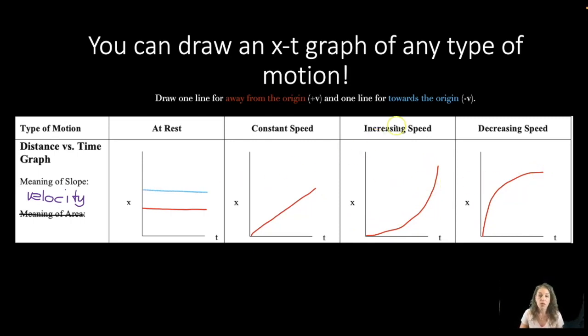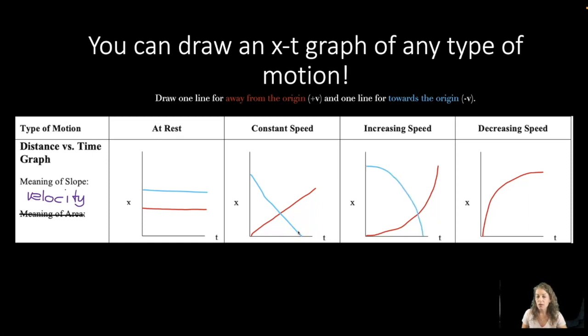Now, if I'm moving towards the origin, right? If you're at rest, it doesn't matter. You're not moving, so you're just going to have a horizontal line. You're not going towards or away. You're just sitting there. When you're constant speed moving back to the origin, it means you have a negative slope, so you have to have a negative velocity.